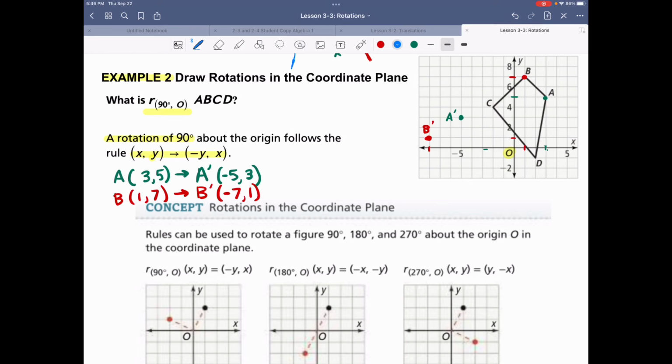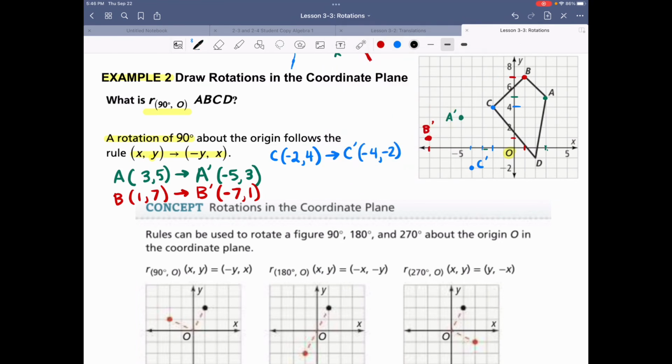Now we're going to do the same thing for C. C is right here, so that's at negative 2, 4. So C is at negative 2, 4. And it is going to become C prime. So we switch the coordinates, 4, negative 2, and then we have to make the first number opposite, so negative 4. All right, so that means we're going to go to negative 4, and we're going to go down to negative 2. That's C prime.